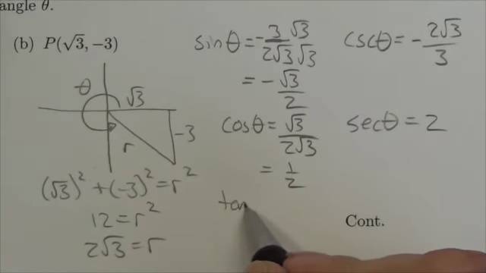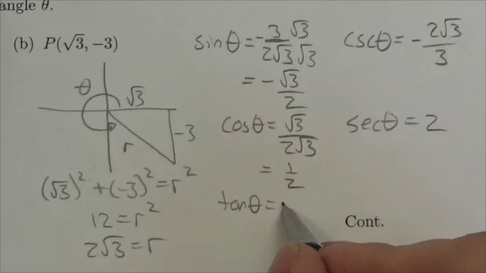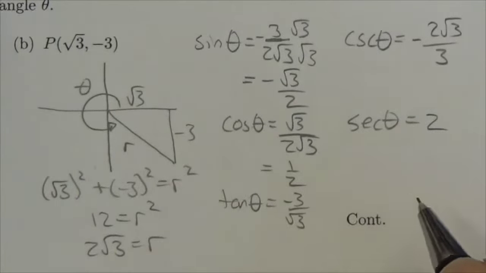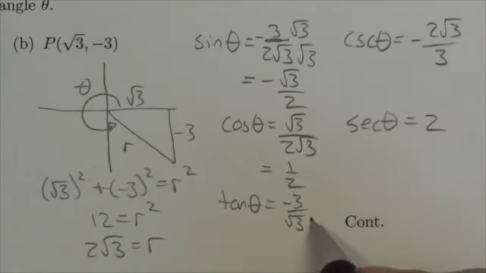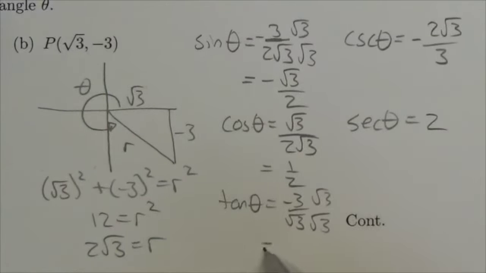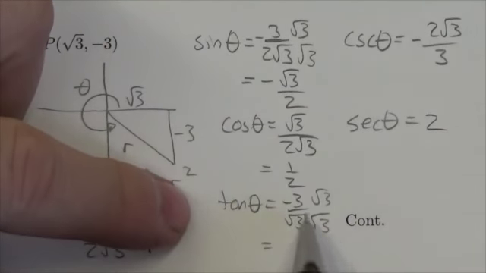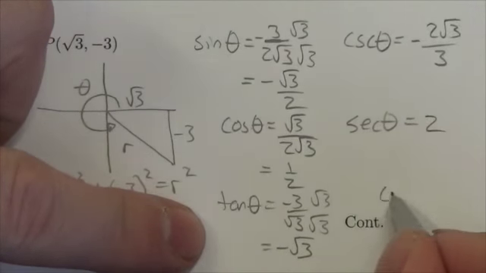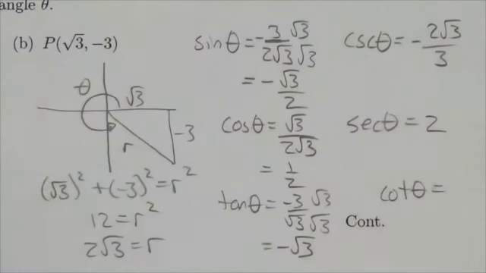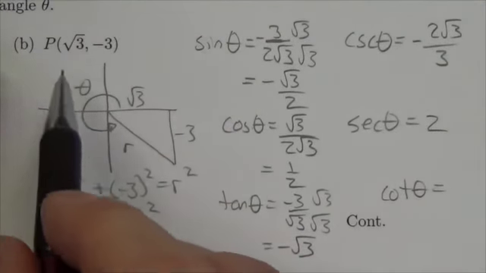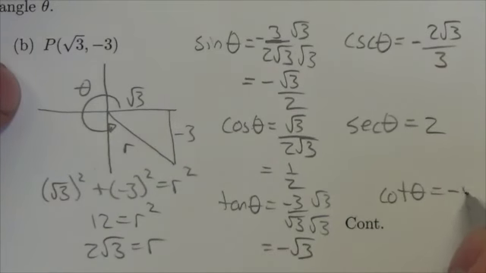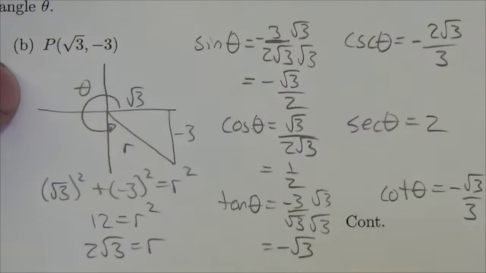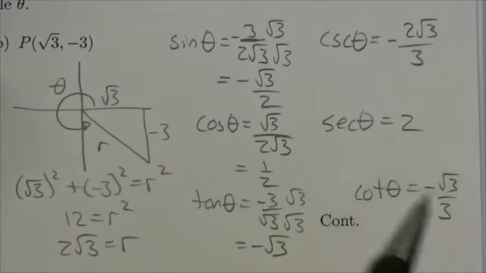Tangent is going to be the y coordinate over the x coordinate. So negative 3 over root 3. And then again, we're probably going to be expected to rationalize that. Now, the root 3 in the denominator becomes a 3, which will cancel. And so we're just going to be left with negative root 3. And then the cotangent of theta, well, that was really x over y. So this will be negative root 3 over 3 when I plug those in. And so those are the 6 ratios we're looking for.